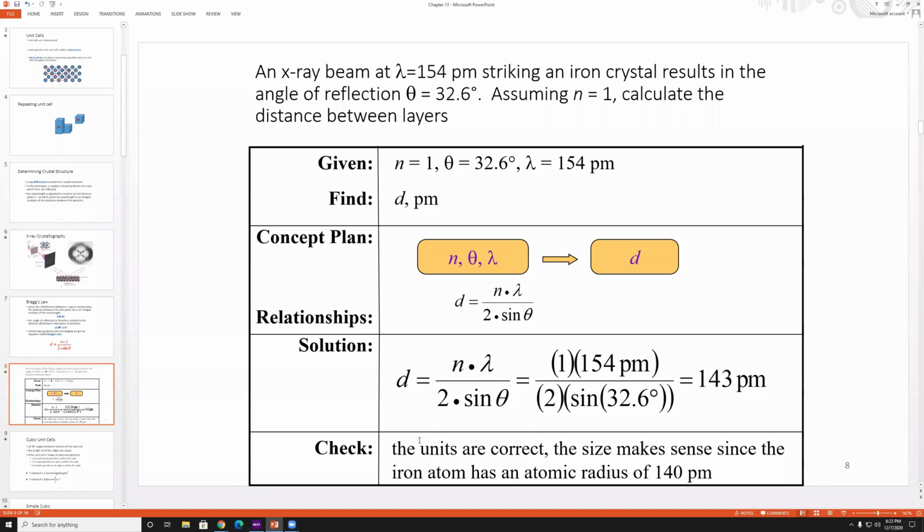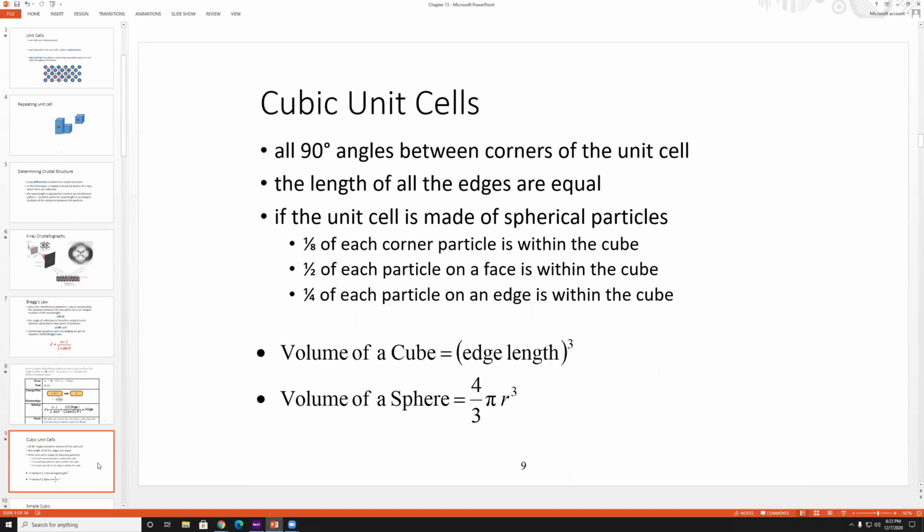Does this make sense? So the distance between the layers should be on the scale of the atomic radius. It should be around the atomic radius because it's from nucleus to the next atom. It should be, because most of them are touching each other.